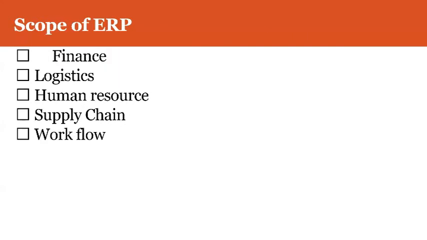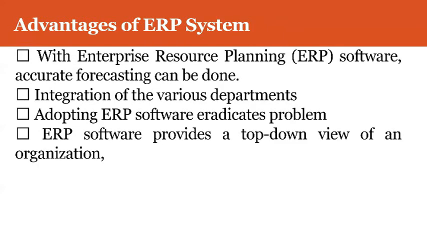So what is the scope of ERP? We have finance, logistics, human resource, supply chain, and the flow. That is the scope of the ERP. Then what are the advantages? With ERP software, accurate forecasting can be done. Then integration of the various departments. Adopting ERP software eradicates problems, and ERP software provides a top-down view of an organization.